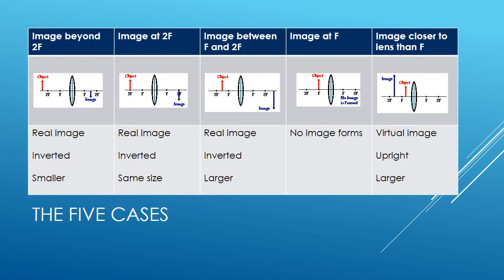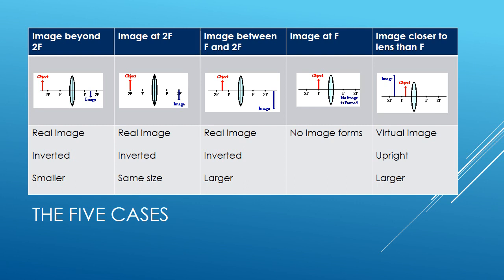So that being said, let's talk about the 5 cases that you can have with thin convex lenses. First, you can have an instance where your image is real, which means that an image actually forms. You can actually see a picture on the other side of that lens. It's inverted, which means it's upside down, and it's smaller. And that happens when your object is located beyond 2 times your focal length.